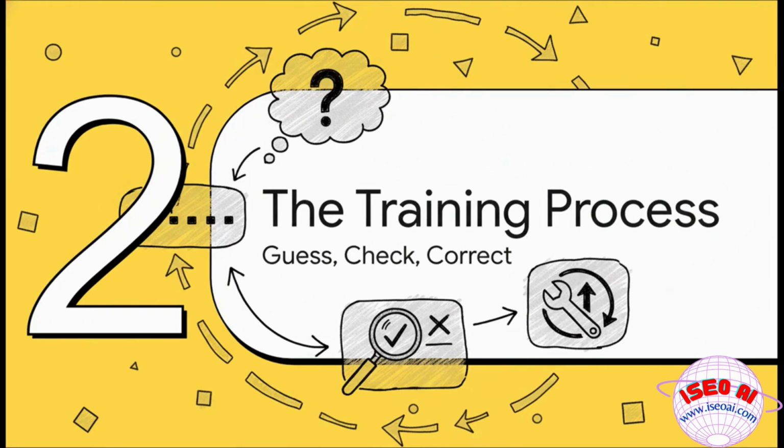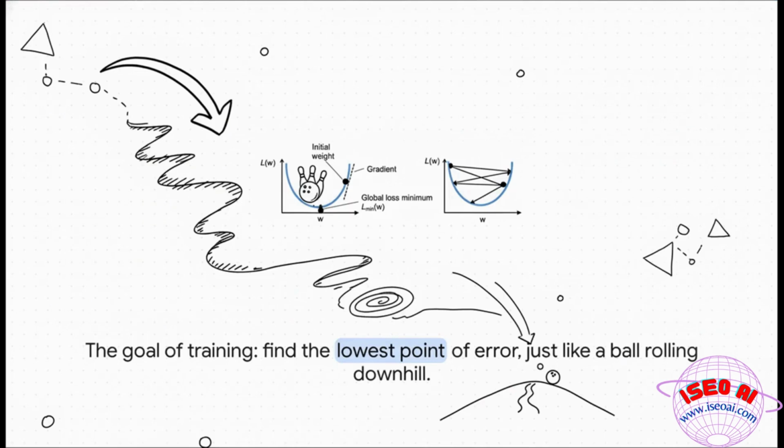Okay, so we've got the study guide, we've got the final exam, but what does the actual studying look like? What is this training process? Well, at its core, it's actually a pretty simple loop. You make a guess, you check how wrong you were, and then you make a better guess. The whole goal of training is to make your error as small as possible.